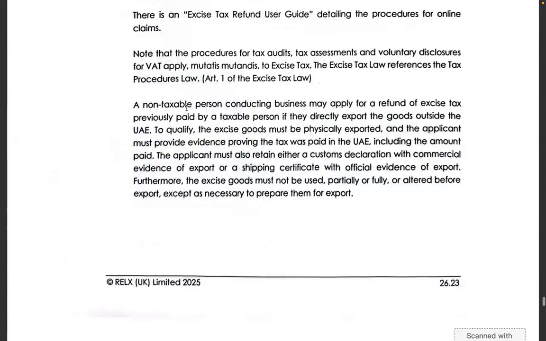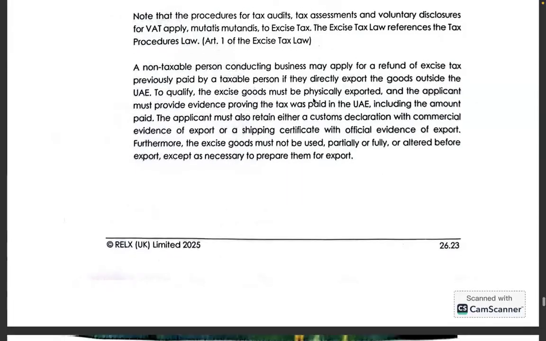A non-taxable person conducting business may apply for a refund of excise tax previously paid by a taxable person if they directly export the goods outside the UAE. That's a very rare situation. To qualify, the excise goods must be physically exported and the applicant must provide evidence proving the tax was paid in the UAE, including the amount paid.